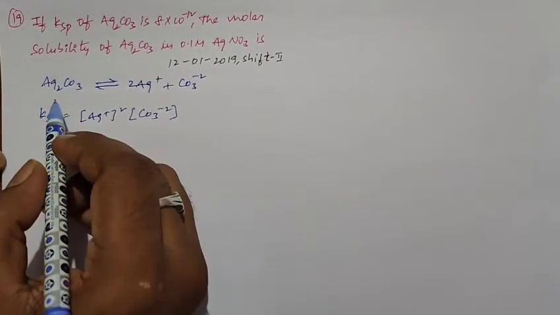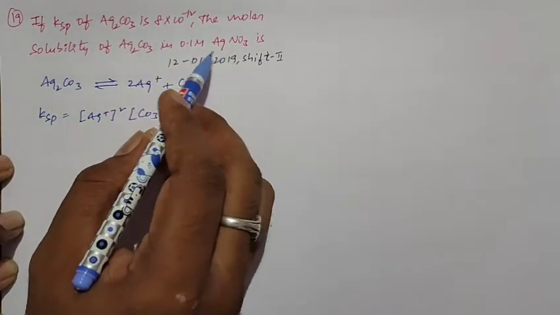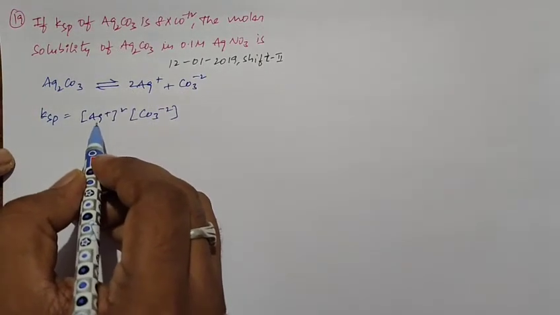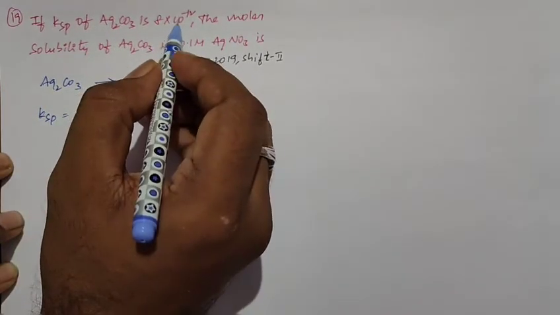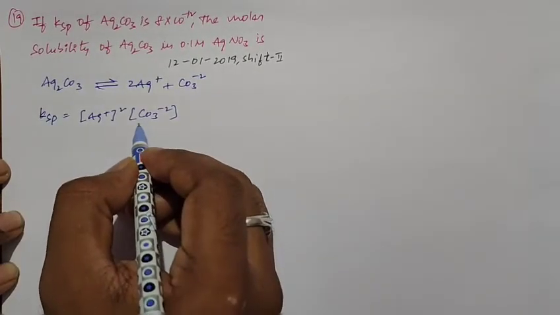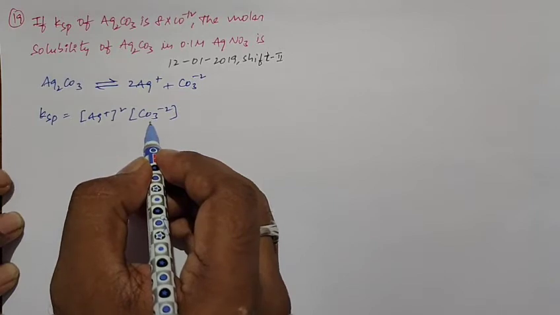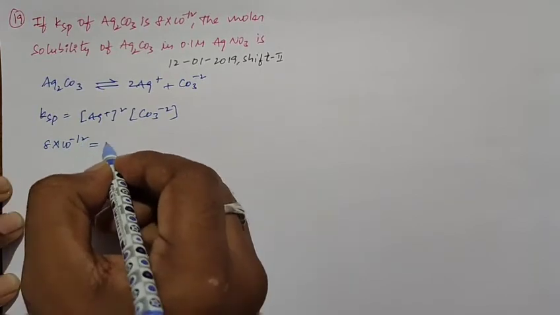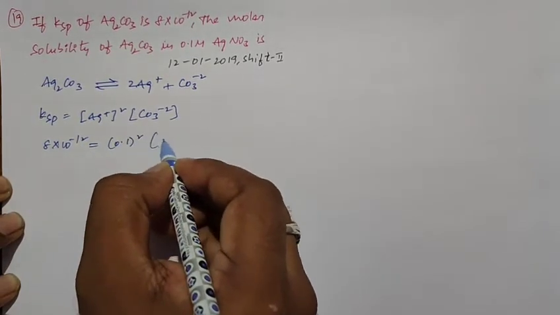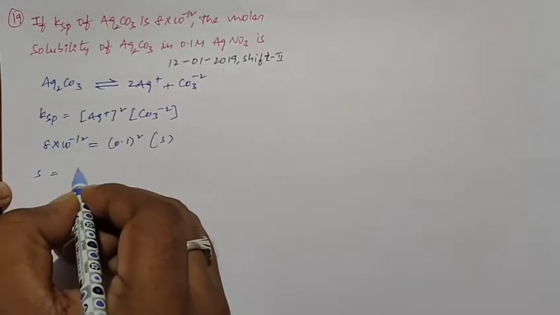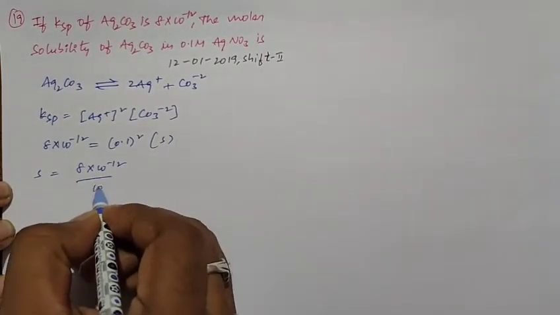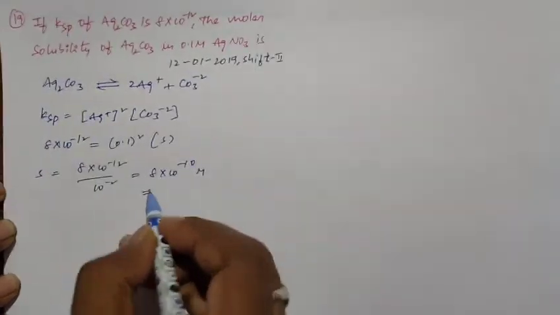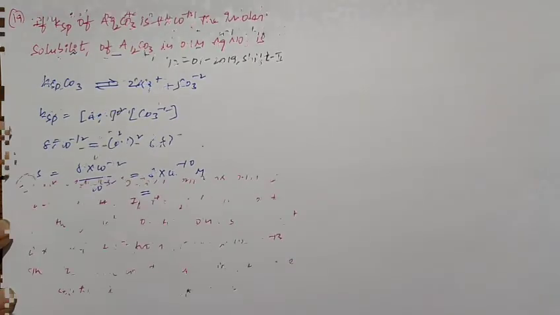Here they are asking about the solubility of silver carbonate in a 0.1 molar silver nitrate solution. So here we take the concentration of Ag plus as 0.1 molar and Ksp is given as 8 into 10 power minus 12, and the concentration of carbonate ion is taken as S. So then we get 8 into 10 power minus 12 is equal to 0.1 whole square into S. Then S is equal to 8 into 10 power minus 12 by 10 power minus 2, that is equal to 8 into 10 power minus 10 molar. So this is the solubility in the given question. That's all. Okay, students, this is next question.